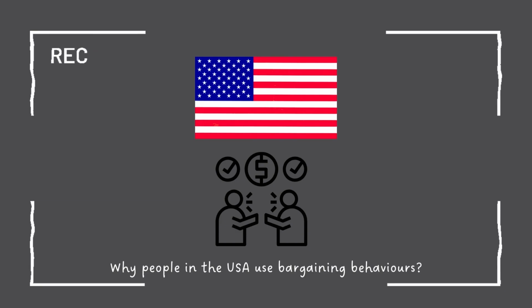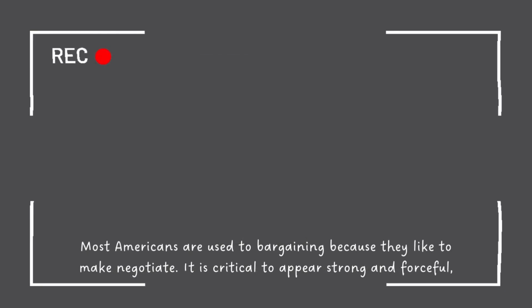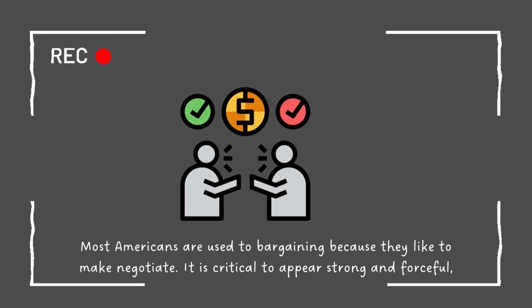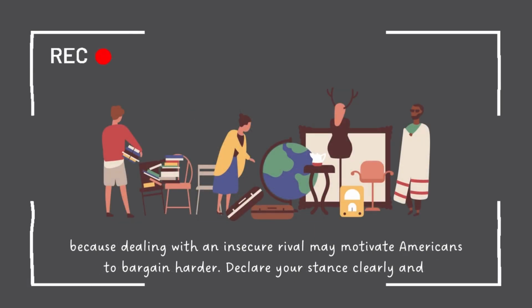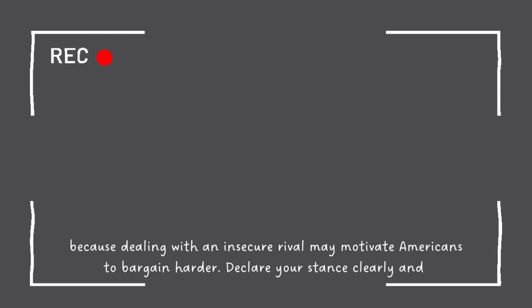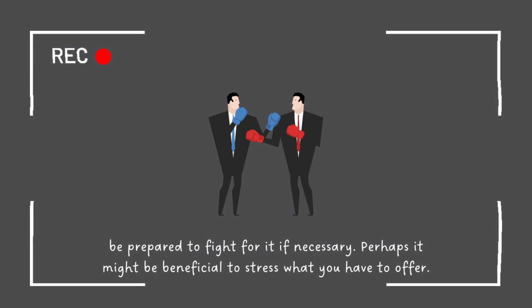Why do people in the USA use bargaining behavior? Most Americans are used to bargaining because they like to negotiate. It is critical to appear strong and forceful because dealing with an insecure rival may motivate Americans to bargain harder. Declare your stand clearly and be prepared to fight for it if necessary.